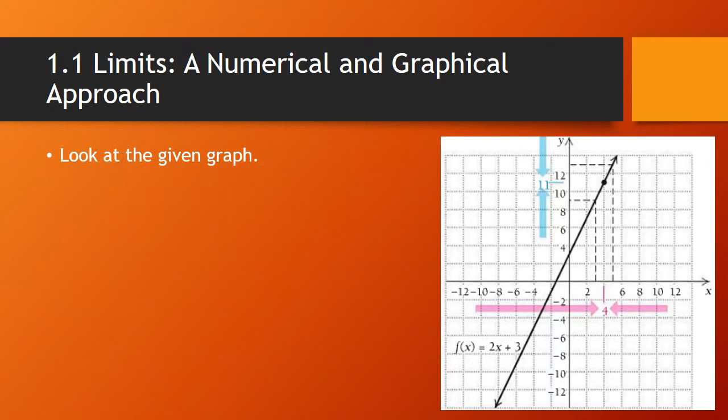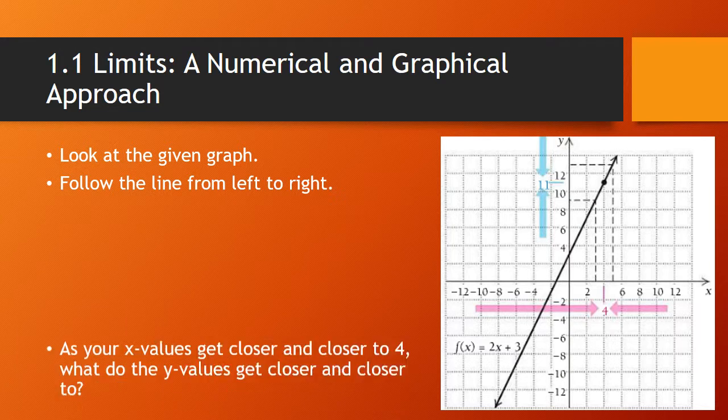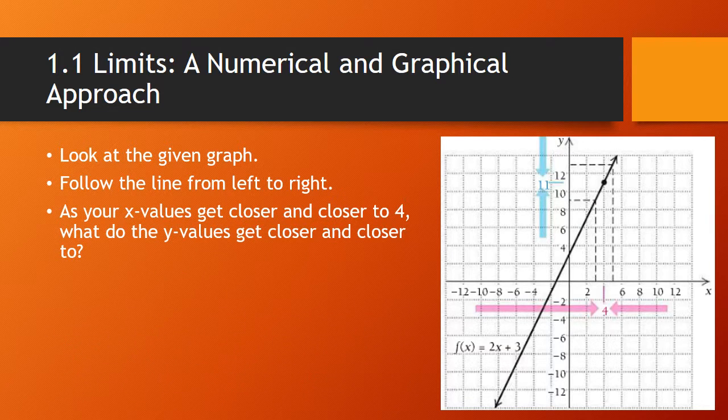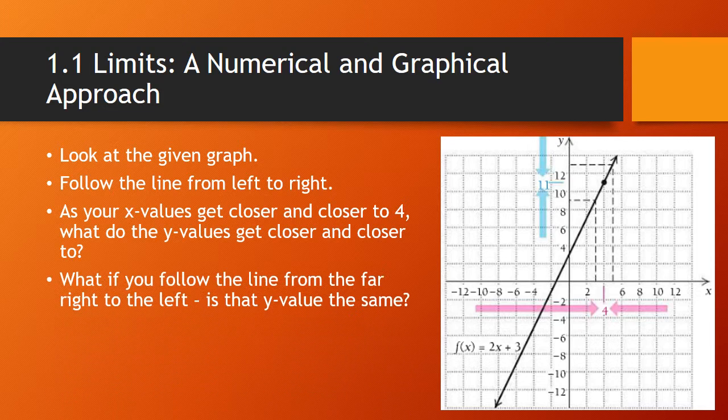So look at this given graph here. Just a nice simple graph of a line. I'm going to follow the line from the left, so go from the bottom left there to the top right. As your x values change and get closer and closer to 4, what do the y values get closer and closer to? Well, if you look at the graph, they get closer and closer to 11.